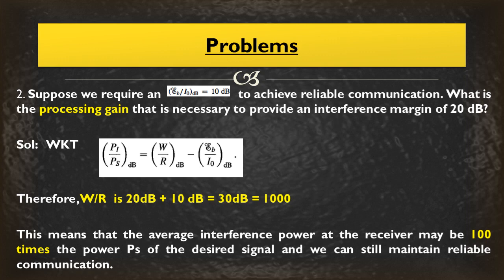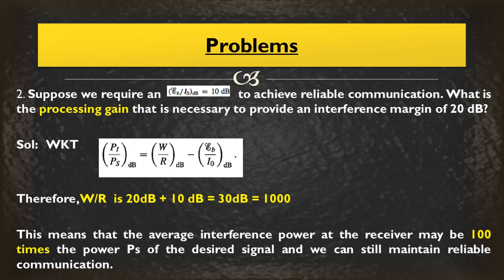Again, what is the relationship? This is the relationship. Pi by Ps is equal to W by R minus Eb by I naught. Coding gain is not mentioned, so I have not considered that. Substitute; I have to calculate the W by R ratio here, that is processing gain. Bring Eb by I naught to the other side, so I will get 30 dB. Now, 30 dB converted into a number is 1000. So that is the W by R ratio, the processing gain is 1000.